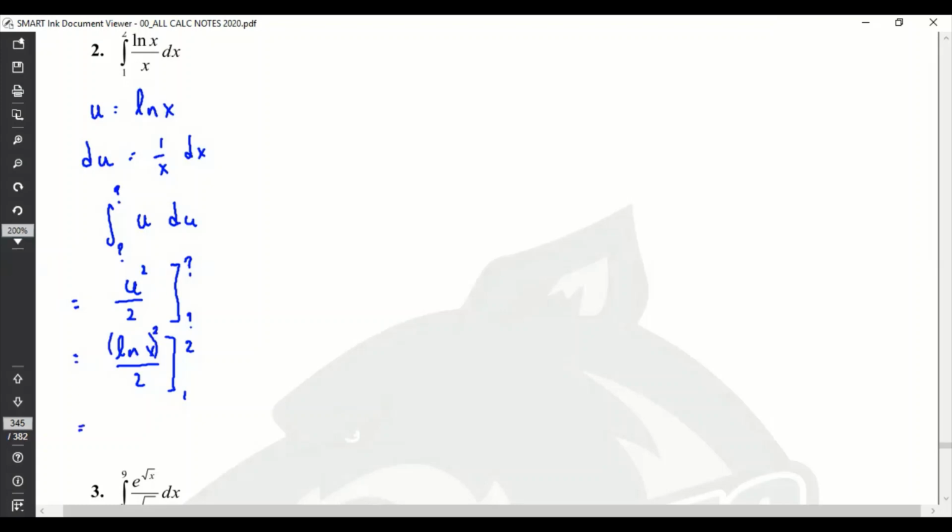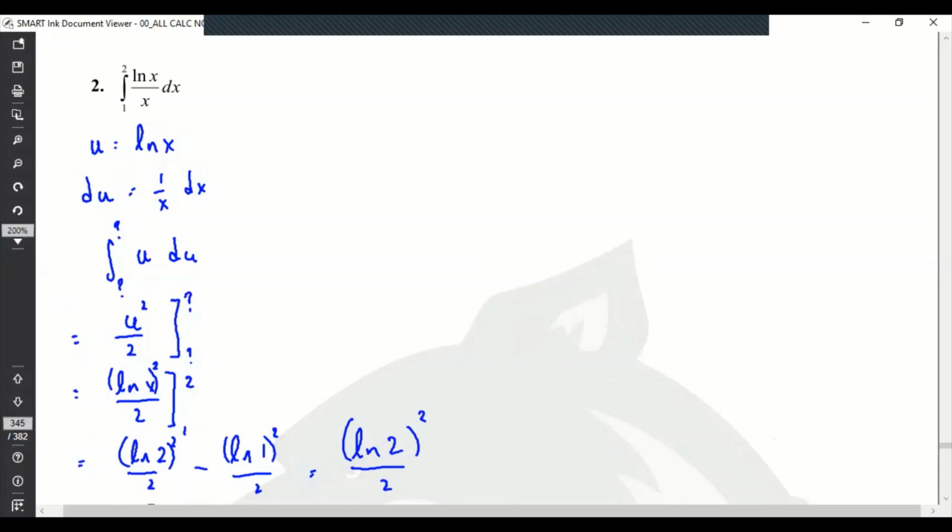And we substitute this in. We end up with ln 2 squared over 2 minus ln 1 squared over 2, which ends up being ln 2 squared over 2 minus 0. That last part is equal to 0.